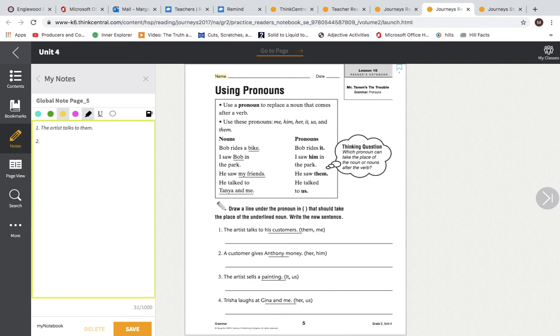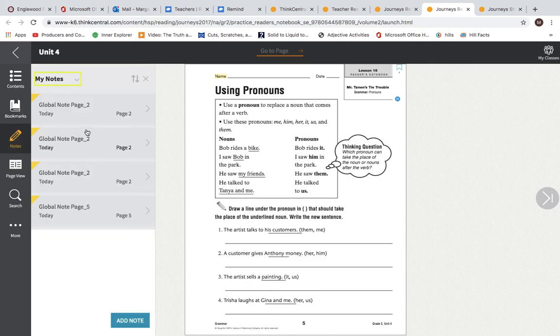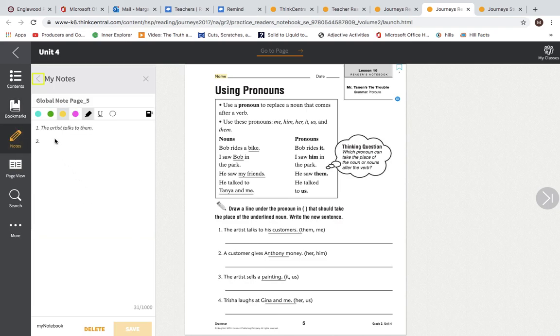And I'll do another one with you. A customer gives Anthony money. Now, Anthony describes a boy or a man, it is after the verb gives. So it should be a customer gives him money. And let's see if I can add that. A customer gives him money. And you can finish the rest of the page.